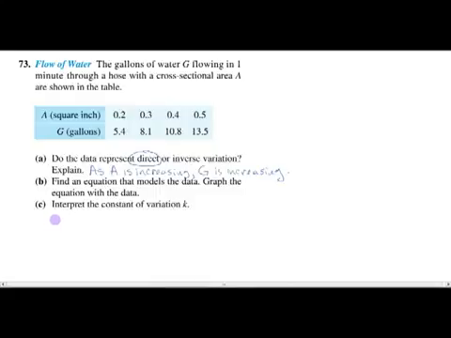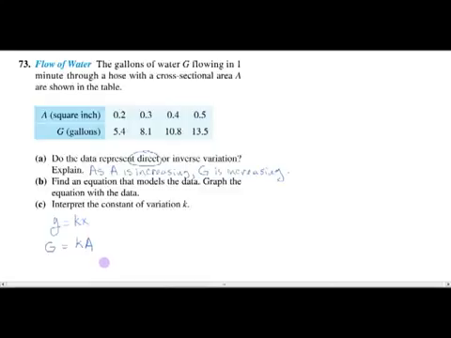We know that our basic model is y equals kx. Let's use that with the variables that we have in this problem. We know that G equals K times A. Notice that the A is in the X position, G is in the Y position. So we'll put G for the Y and A for the X.